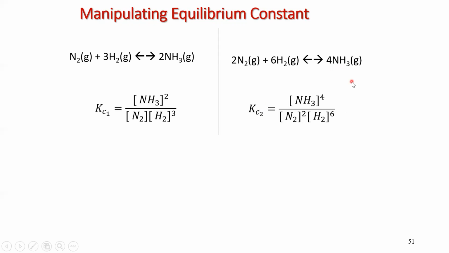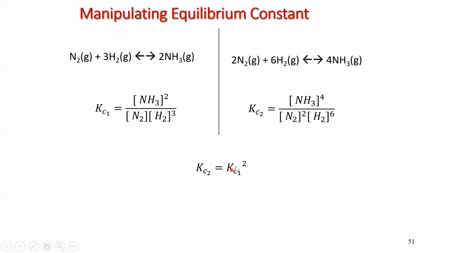Well, when we write the K expression, it still would be the products over the reactants raised to the power of the coefficient in the balanced equation. But because we doubled the coefficients, this now becomes a 4, this becomes a 2, and this becomes a 6. Now, how can we kind of shorthand that up? If we have an equation and we know the K value, and we take that equation and we multiply it by a coefficient. So in this case, we're multiplying it by 2.